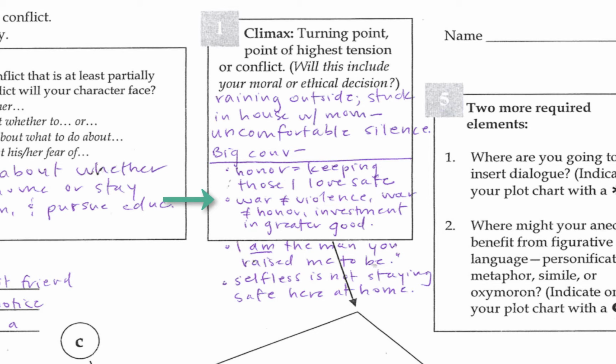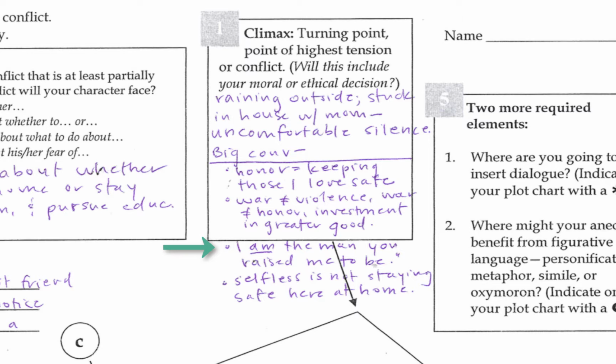I'm going to try to argue back against her that war is not about the violence, and war is more about honor and investment in the greater good. So I'm not wanting to go to war because I want to be a killer. I'm going to war because I believe in Germany. I believe in the idea of a fatherland, and that if I can keep our fatherland strong, we will all be safer together.